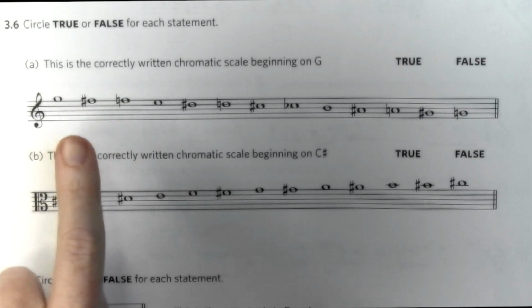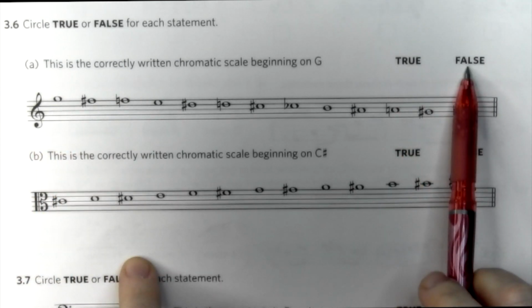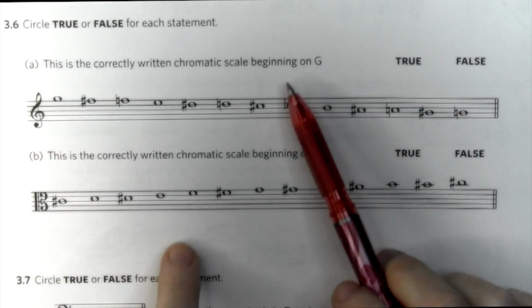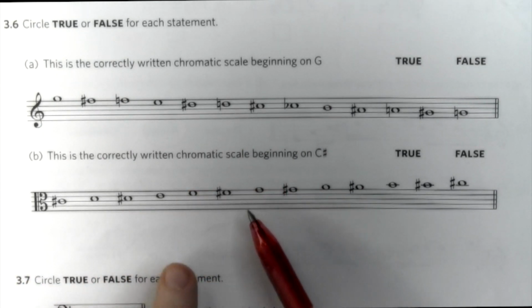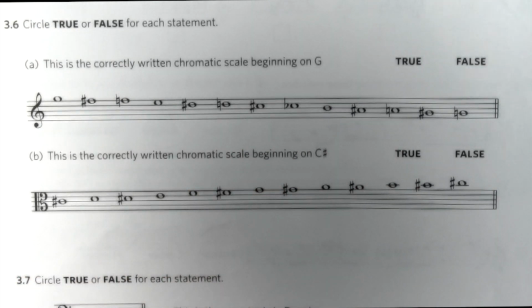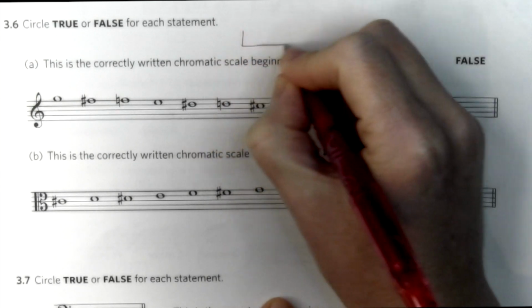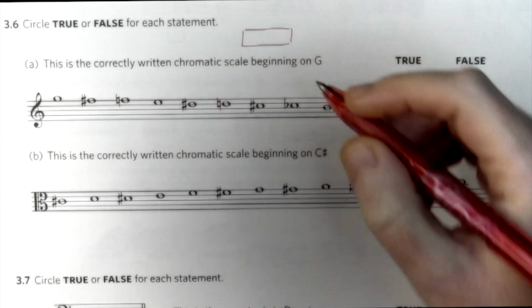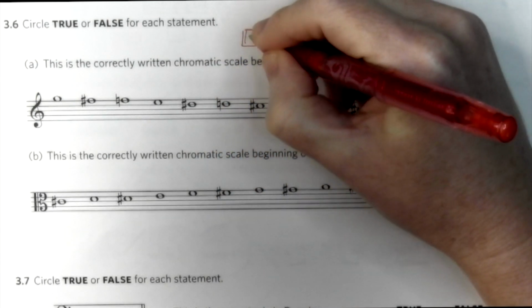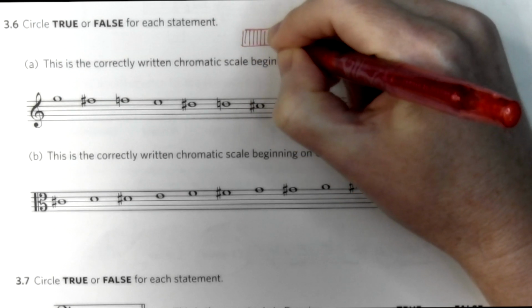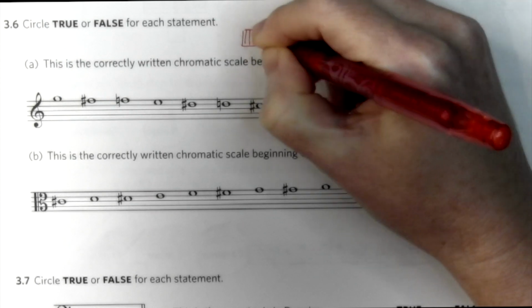Here we need to circle true or false, depending on whether the chromatic scales are written correctly or incorrectly. First of all, the keyboard. Easy. I'm not sure this is too small. I hope not.